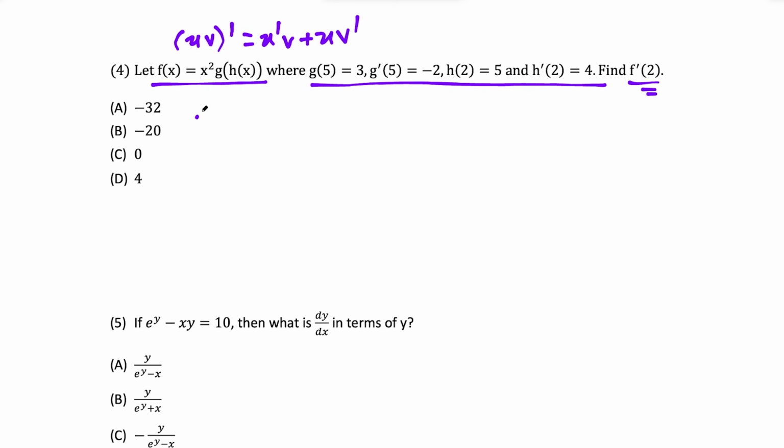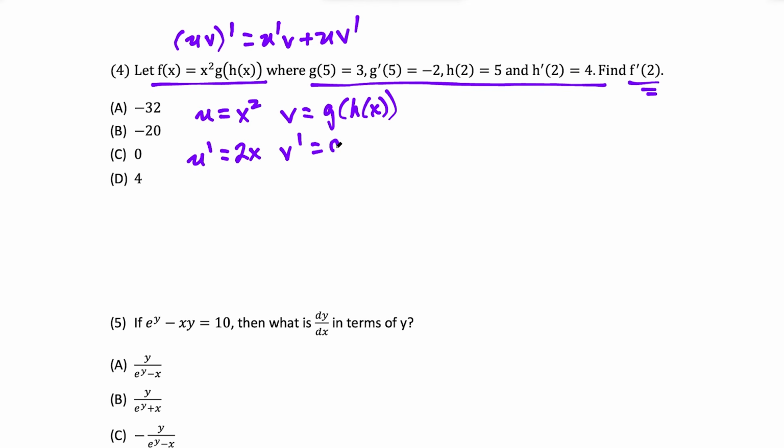So we could define u in this case to be x squared, and we could define v to be g of h of x. Now, if you could do this without writing out the product rule, then great, but I think it just helps here to see this so that when we set it up, it's just clear where everything's coming from. So we have u prime is equal to 2x, and now for v prime, we're going to have to use the chain rule.